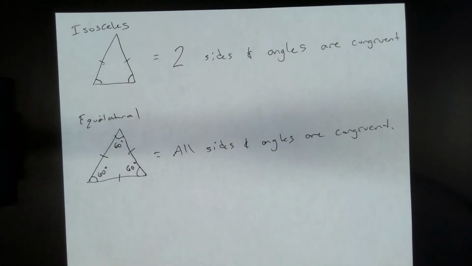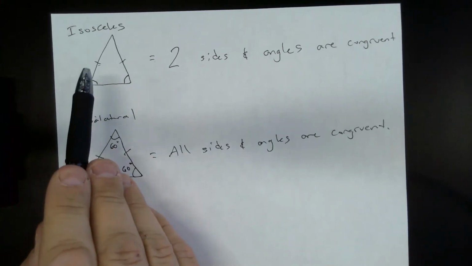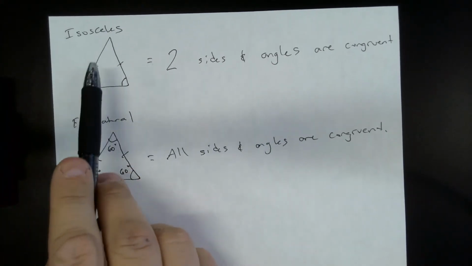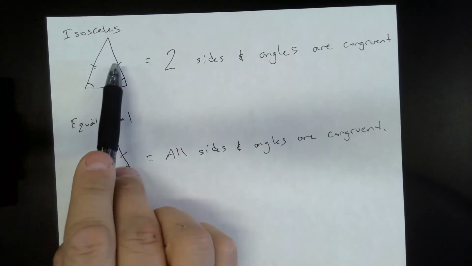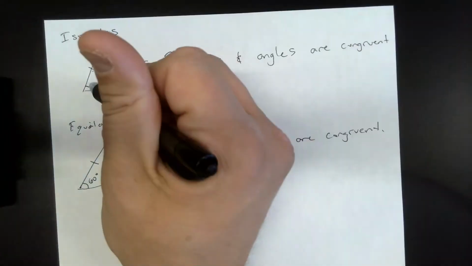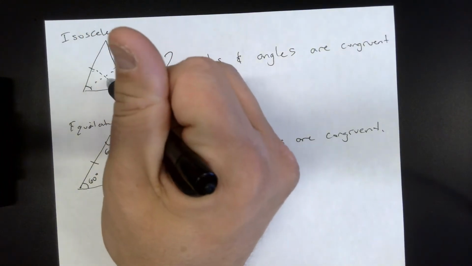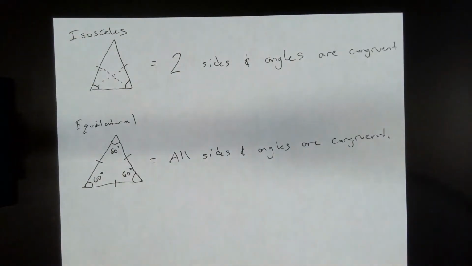Okay? So now an equilateral triangle is an isosceles because it has at least two congruent sides. So, isosceles, two congruent sides. Now look at an isosceles. This is where most people get mistaken when it comes to isosceles triangles. These are the angles that are congruent. The angles opposite the sides that are congruent are the angles that are congruent.